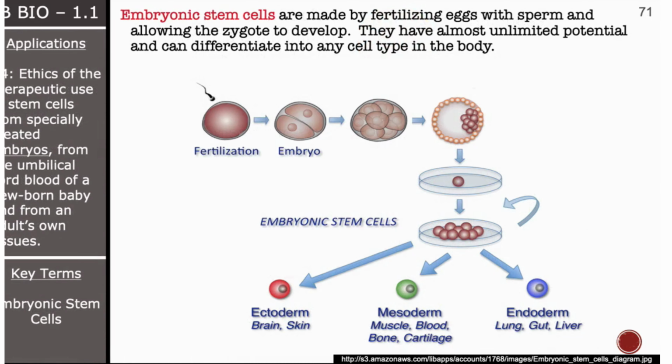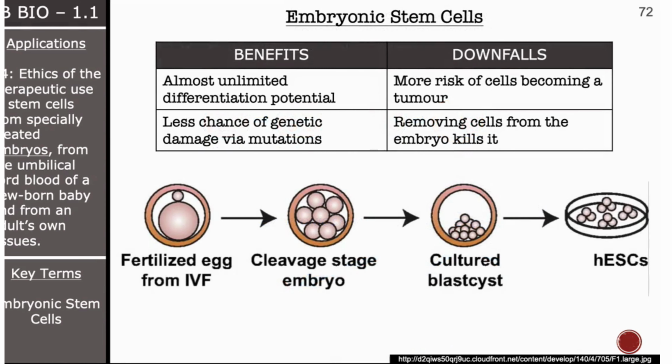Embryonic stem cells are made by fertilizing an egg with sperm and allowing the zygote to develop. They have almost unlimited potential and can differentiate into any cell type in the body. Scientists already use embryonic stem cells, and when they create a zygote, they use certain cell differentiations to restore lost tissues in the body.